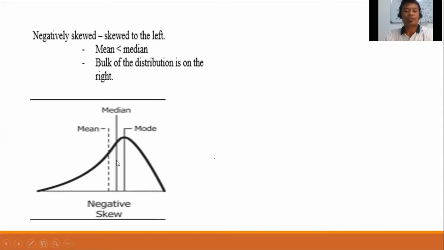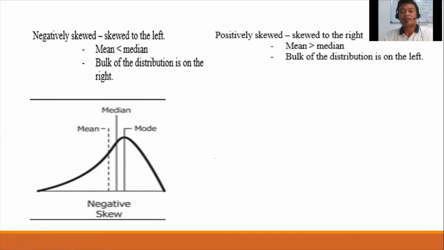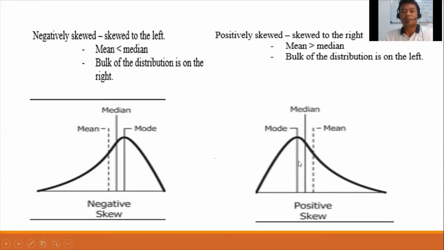If the mean is less than the median, then there are more scores found above the mean. If this comprises 100 scores, for example, 60% of the scores are found above the mean and 40% are found below the mean. So if it is negatively skewed, more of the scores are found to the right of the mean, or above the mean. On the other hand, a distribution is positively skewed if the mean is greater than the median. Then more scores are found below the mean.